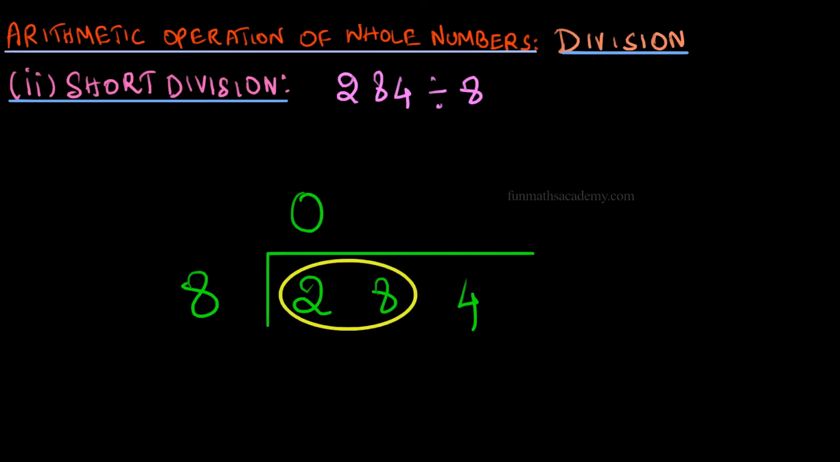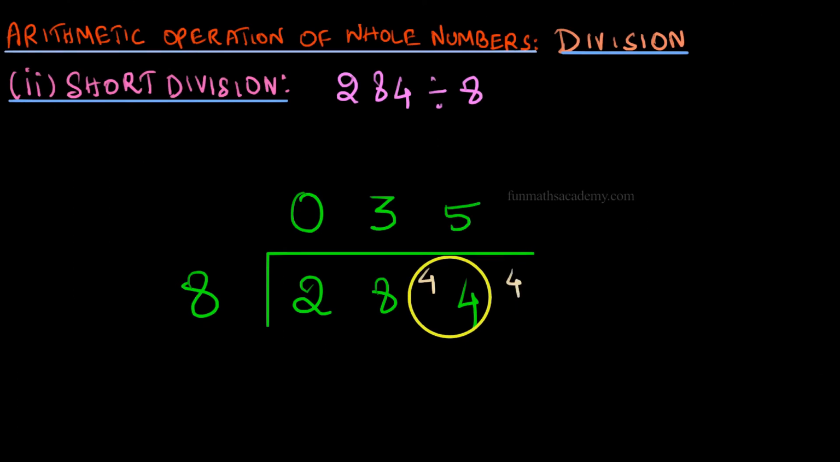There are 3 8s in 28, and so when we multiply 3 by 8, we get 24 and the difference will be 4. Now, how many 8s are there in 44? Yes, there are 5 8s in 44 and 5 times 8 is equal to 40. We get remainder 4. There are no more digits left that we can combine with it.